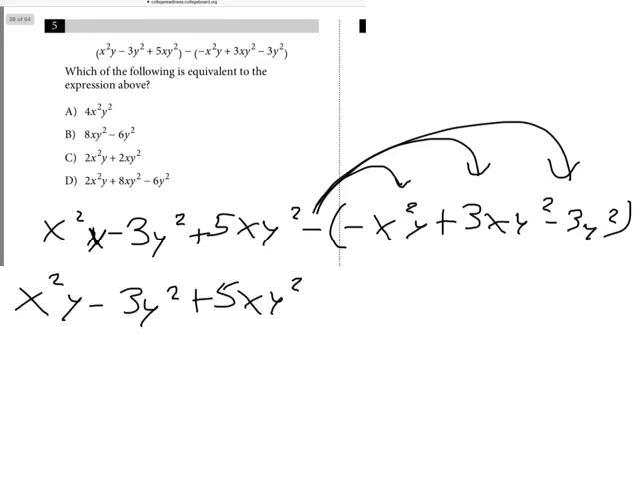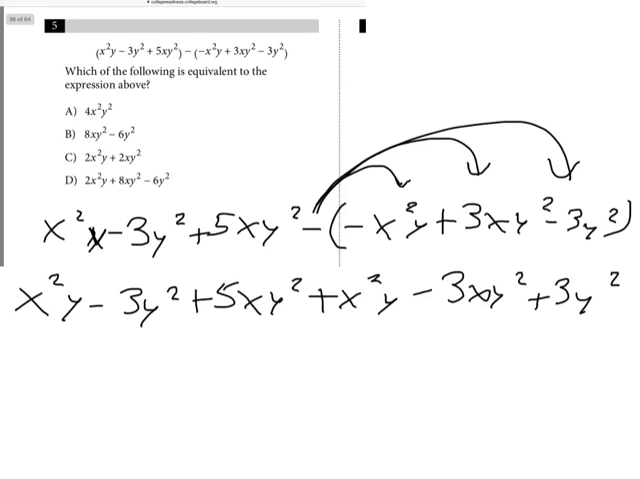Now, a minus, so negative times a negative, that means it is a positive. So positive x squared y. A negative times a positive, that will be a negative, negative 3xy squared. And then finally, a negative times a negative is a positive. Perfect.